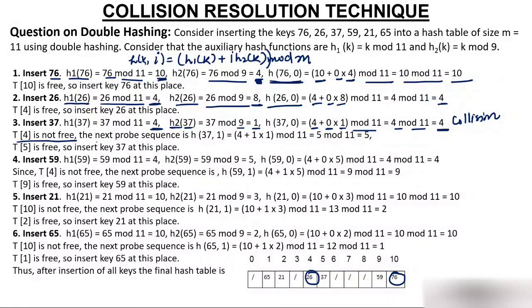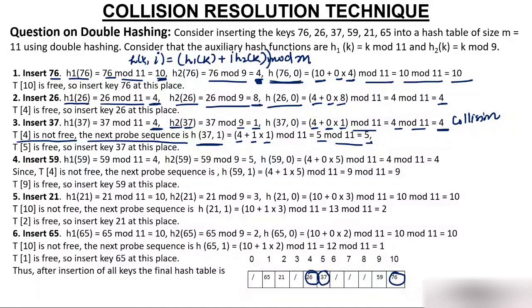T4 is not free, and the next probe sequence is h(37, 1). So h1, i is 1, and h2 you have just calculated. So it is 4 plus 1 into 1 mod 11, that is 5 mod 11, which is 5. So you are putting 37 at the 5th location. This is a coincidence.